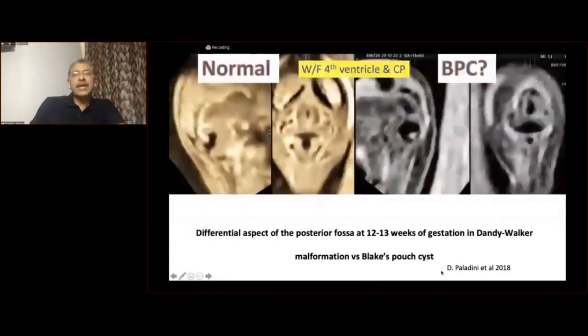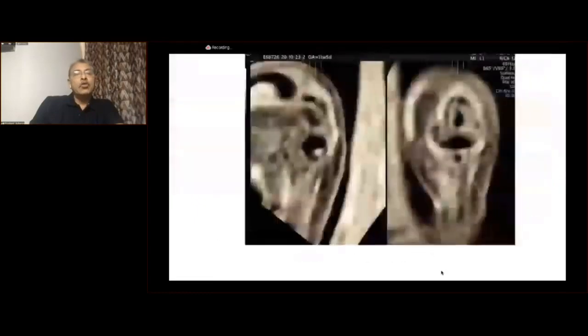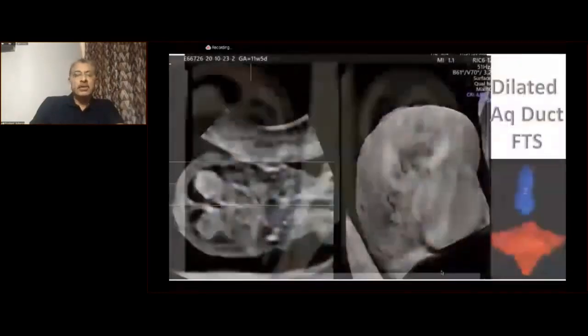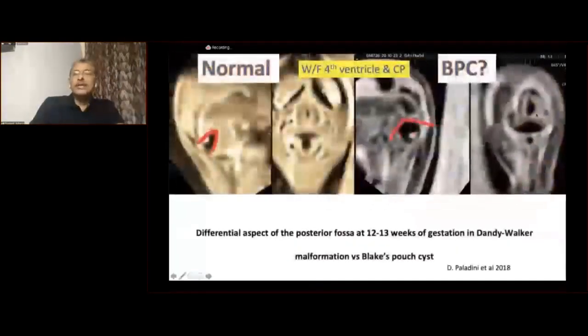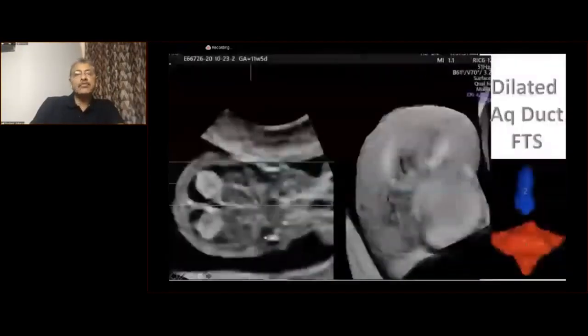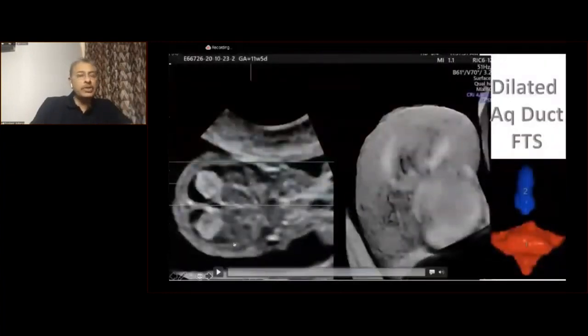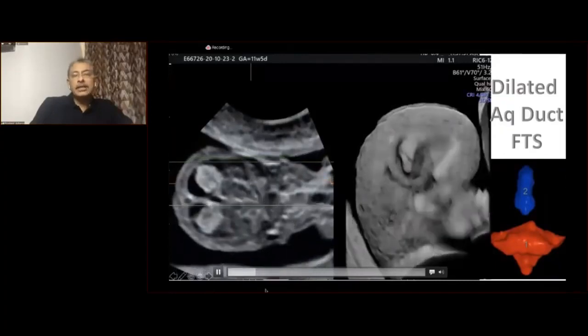These are his images. These are the recent captures. Look at this ponto-vermian angle. Look at this. This is the dilated aqueduct, and this is the non-dilated aqueduct. This is what we should be able to see. And you can appreciate, I have taken a volume image. I will be walking through this.